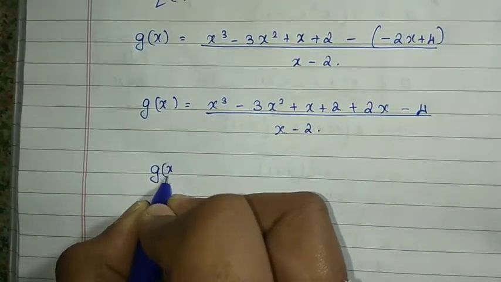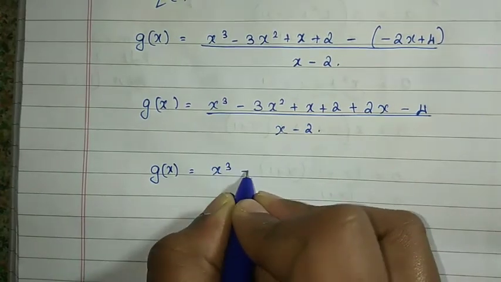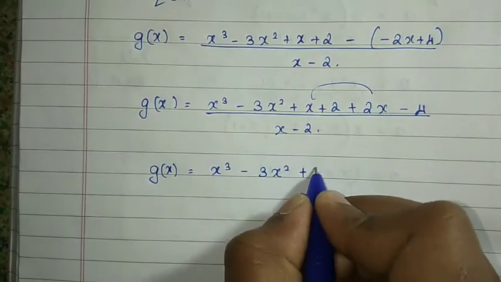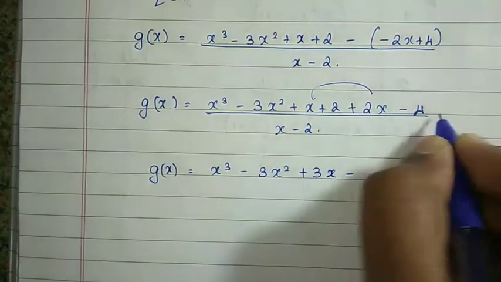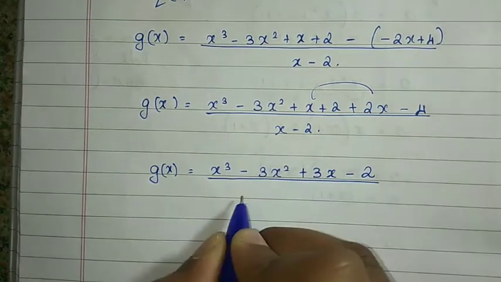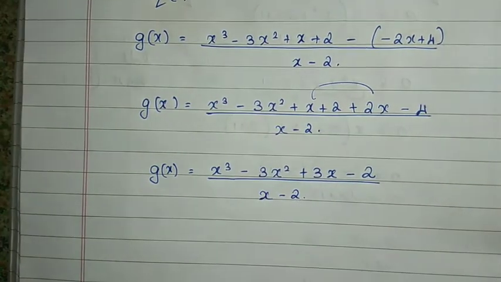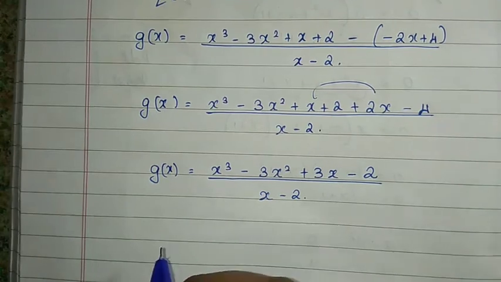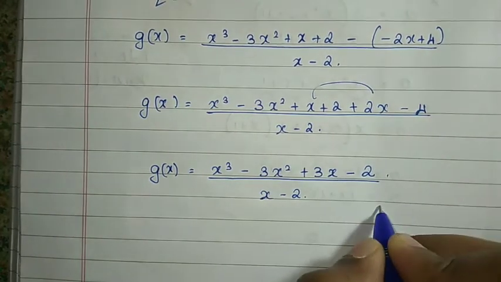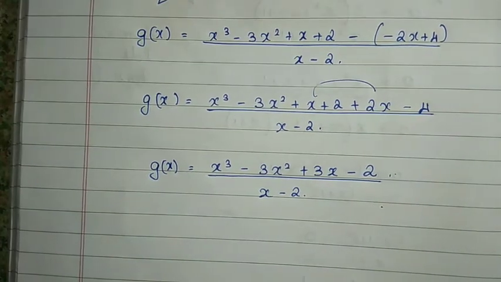So g of x is equal to x cube minus 3x square. Now x and 2x combine, so plus 3x minus 2. Plus 2 minus 4 is minus 2. So the whole divided by x minus 2. So now we will be dividing these two, for g of x.